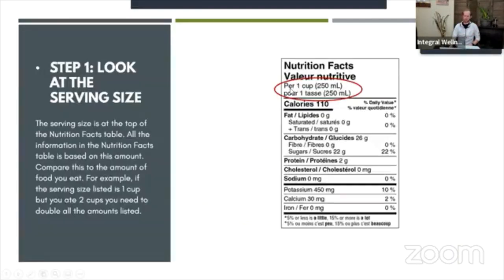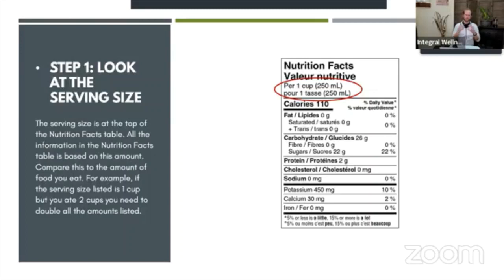So step 1, looking at the serving size. All products have their suggested serving. It's a suggested serving size of whatever the product is, right? Some cereals might have a different serving size than other cereals, depending on what's in it, depending on a lot of different things, but that's what you should really focus on, is that serving.